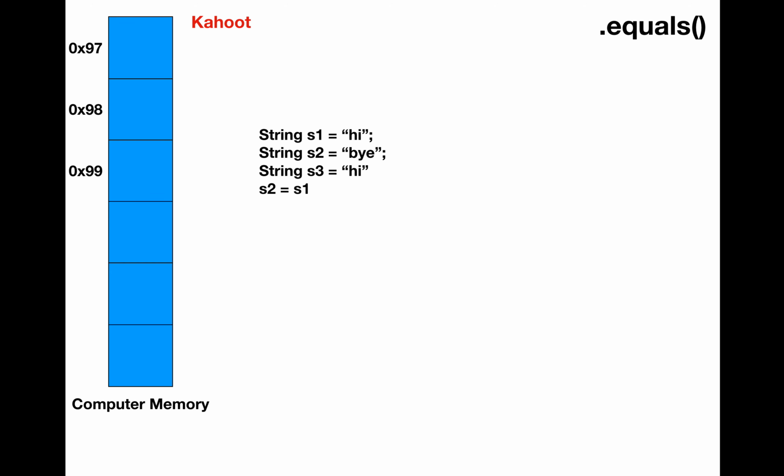So if we did something like, say, S1 equals equals S2, that should return true because they have the same address. But if we did something like S3 equals equals S1, then that won't return true because they do not have the same address. If we did S3 dot equals S1, they both have the word high and the same characters, so that would return true.